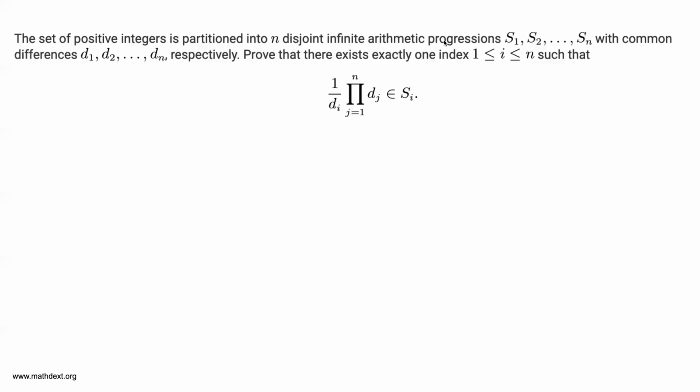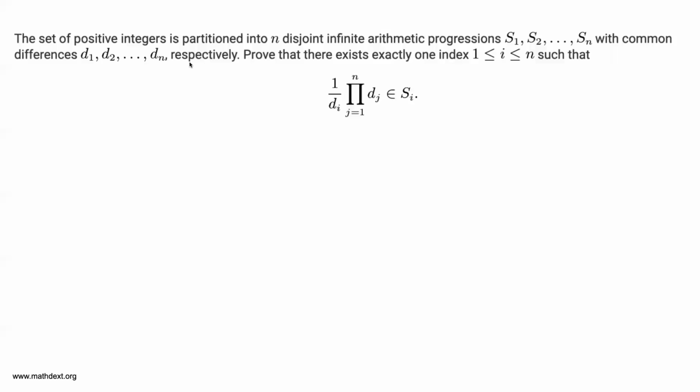The set of positive integers is partitioned into n disjoint infinite arithmetic progressions S1, S2, up to Sn, with common differences d1, d2, up to dn respectively. Prove that there exists exactly one index i, with 1 ≤ i ≤ n, such that (1/di) times the product of all the common differences is in the sequence Si.